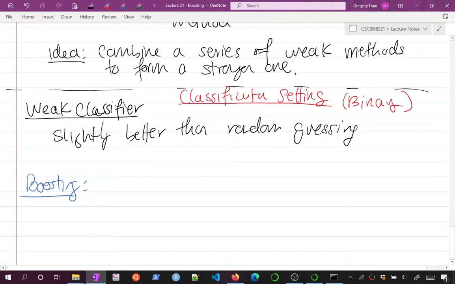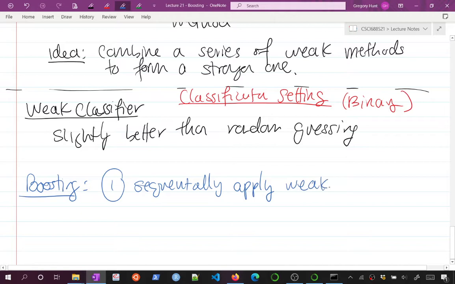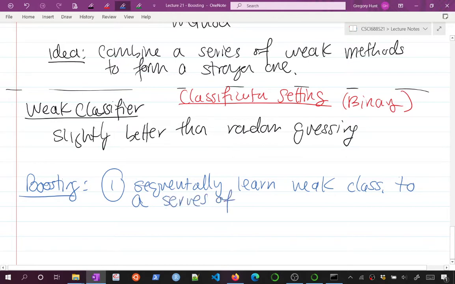And boosting is a method that is basically going to follow two steps. It's going to sequentially learn weak classifiers to a series of modified training data.